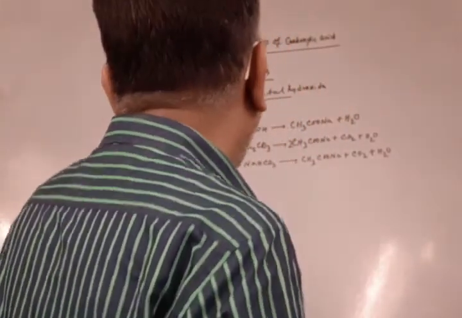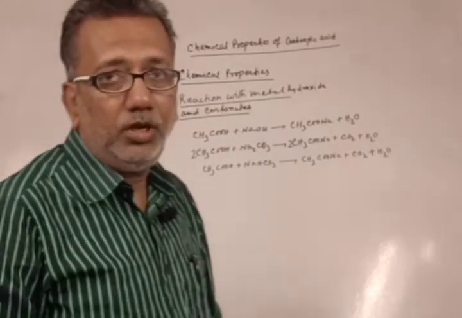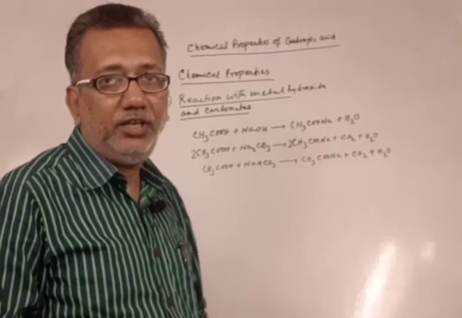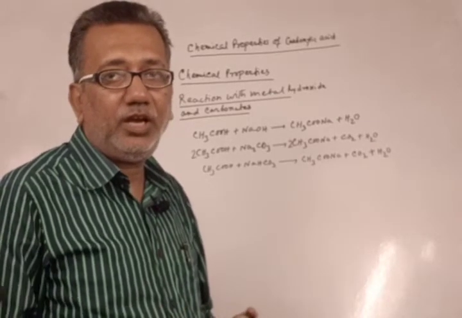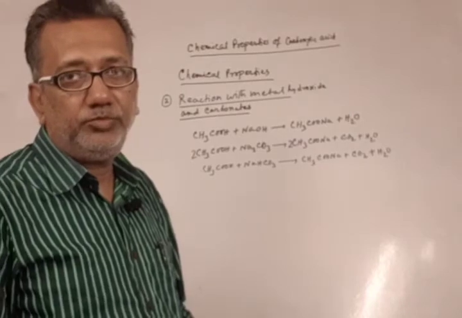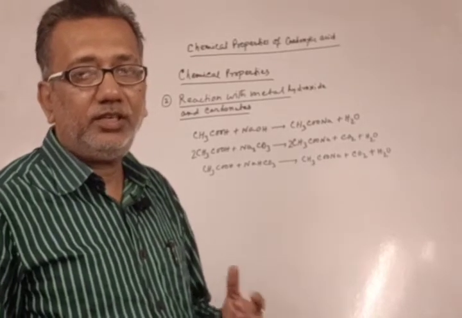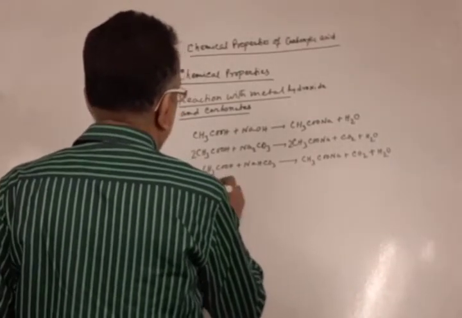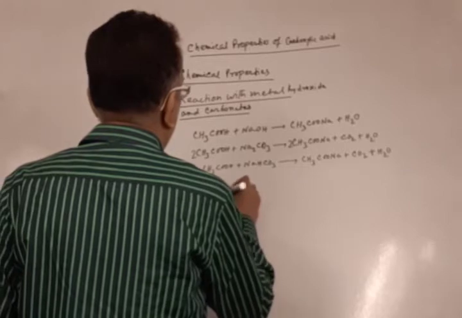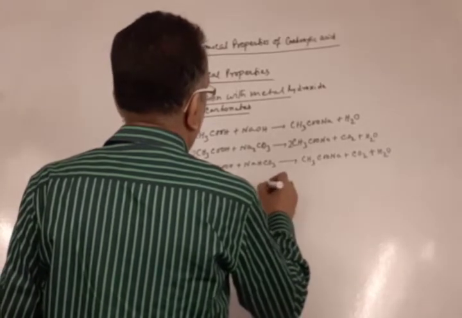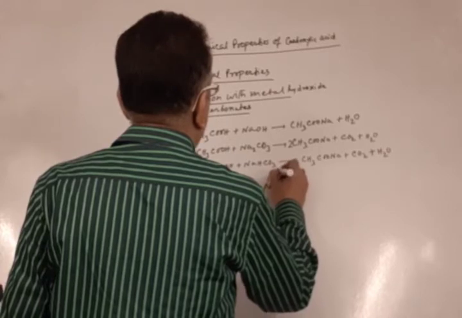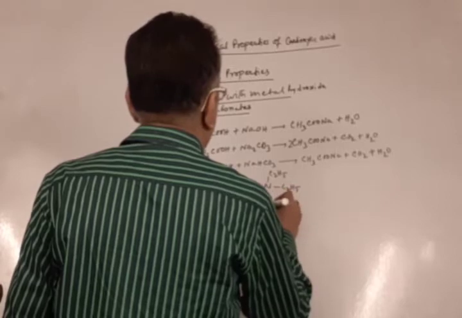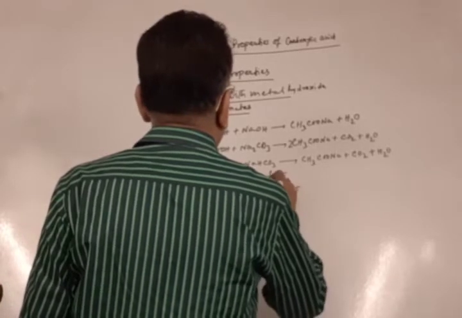Now they can show acidity, and the acidity of this carboxylic acid can also be observed when these amines, which are basic in nature, react with this carboxylic acid. Suppose we have this compound, RCOOH plus N(C2H5)3, triethylamine. Here is one lone pair.